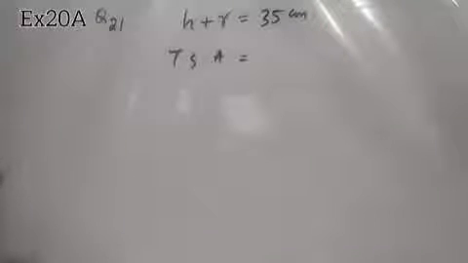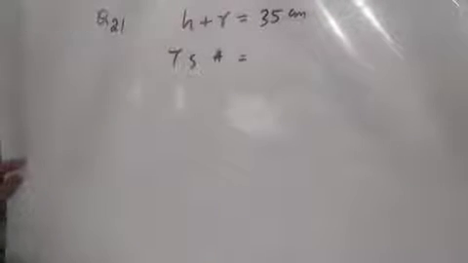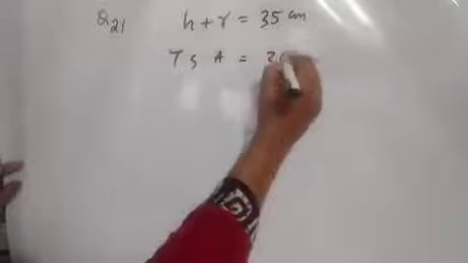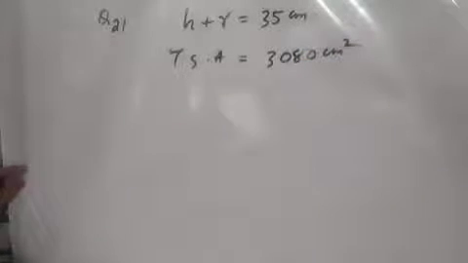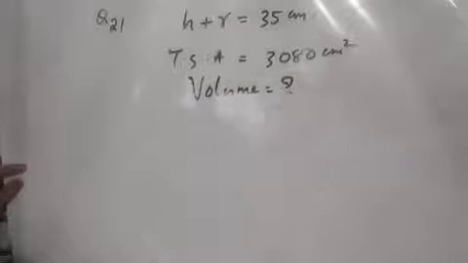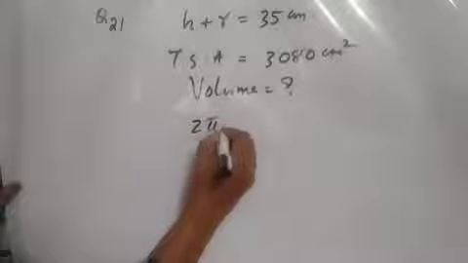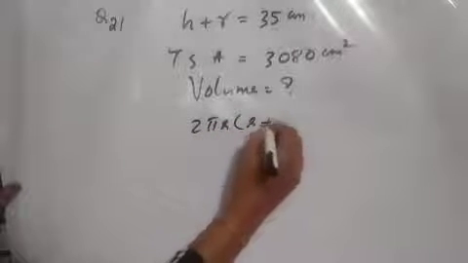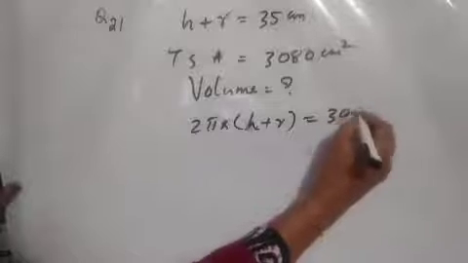Question 21. The sum of the height and radius of a solid cylinder is 35 centimeter and the total surface area is 3080 centimeter square. Find the volume of the cylinder. So what is the equation to find the total surface area? 2 pi r into r plus h, or h plus r, is equal to 3080.